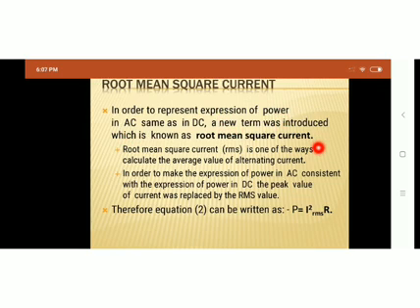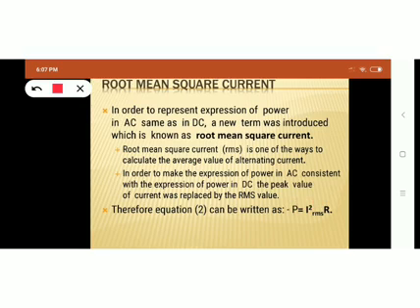a new term was introduced which is known as root mean square current. Root mean square is also denoted by RMS. Root mean square current is one of the ways to calculate the average value of alternating current. In order to make the expression of power in AC consistent with the expression of power in DC, the peak value of current was replaced by the RMS value. So our previous equation can be written as P equal to I square RMS into R.